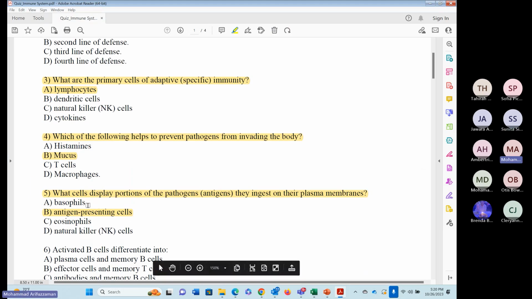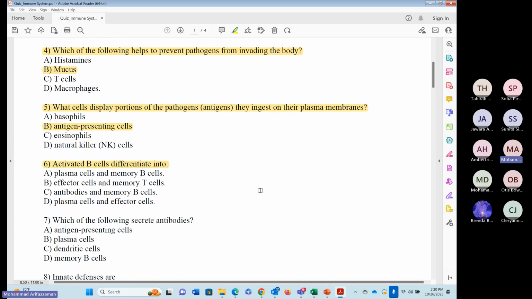So what is the function of basophil? The basophil is a class of white blood cells. What is the function of basophil? It secretes histamine and heparin. Eosinophil is a class of white blood cells associated with allergic reaction and parasitic infestation, and natural killer cells are associated with immune system or immunity. Good.